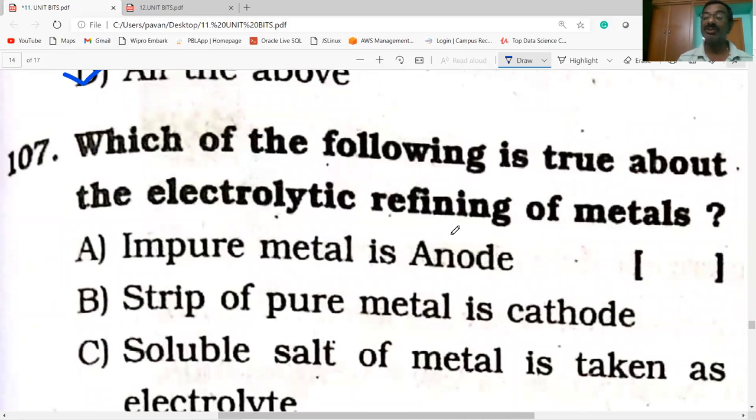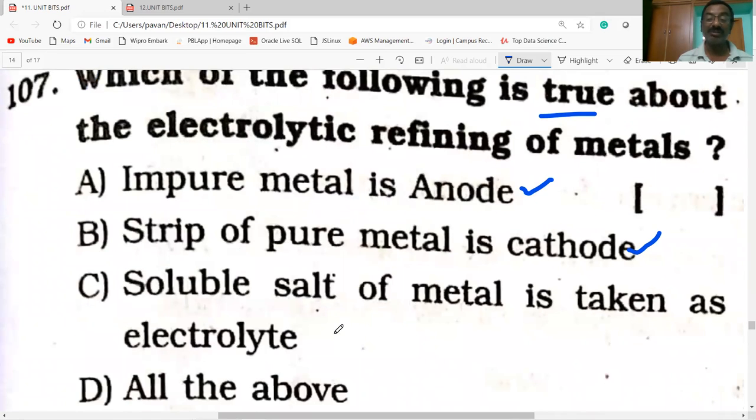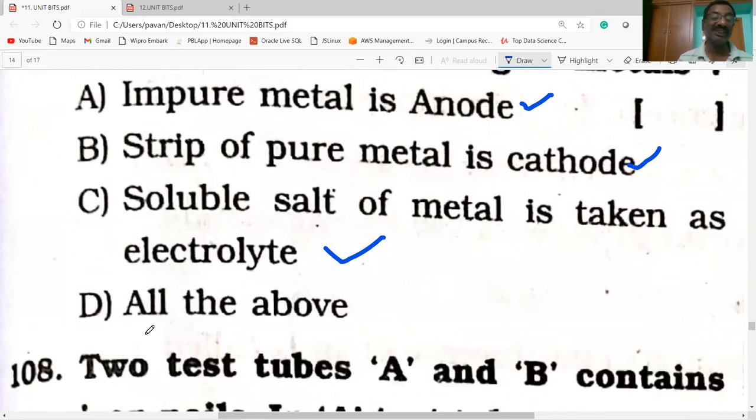Which of the following is true about the electrolytic refining of the metals? Edi impure metal anode ga vaadtaru. Correct. Pure metal cathode ga vaadtaru. Correct. Soluble salts of metal is the electrolyte. Correct. But all the above is the correct one.